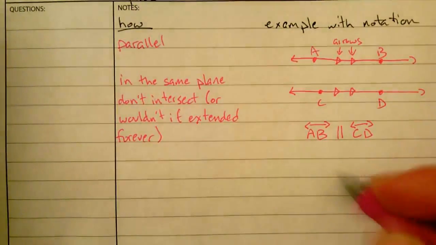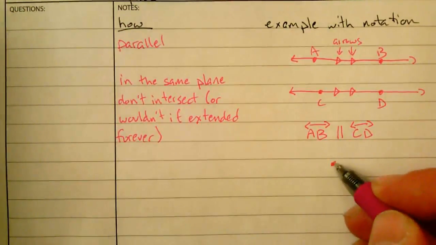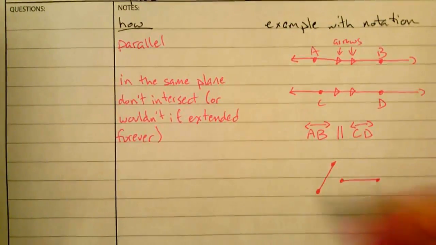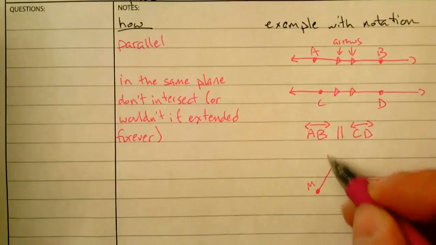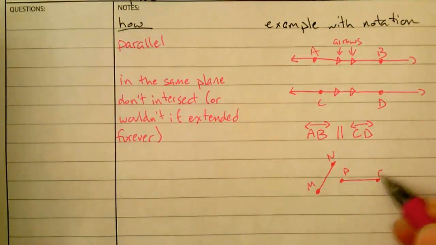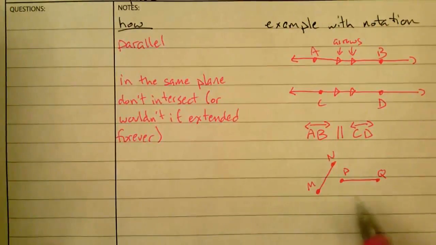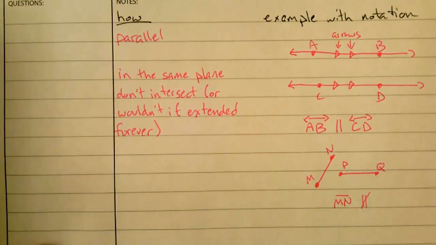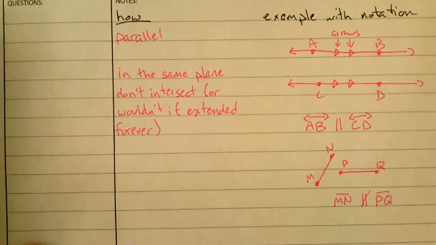On the other hand, here's another example of a couple of segments. And we can call this M, N, P, Q. Now they don't touch, but if we were to extend both of them forever, they would cross. So we would write MN. We would cross off the parallel PQ. And notice these are segments, so I have not put any arrows over their headings.